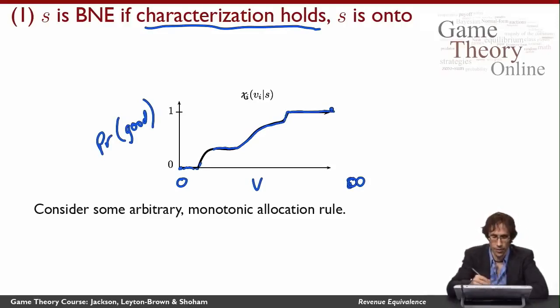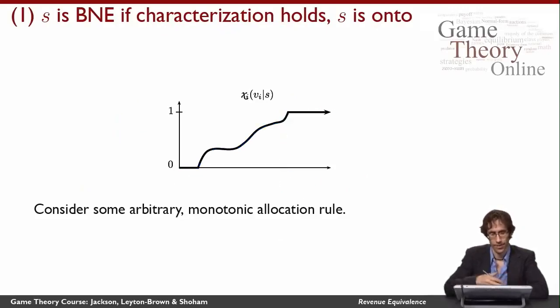And of course, it doesn't have to ever hit 1. It could just gradually ramp up. But if it ever hits 1, as I've drawn it here, then for all values beyond that point, it has to stay at 1. So I'm not going to make any assumptions about what this function looks like, except that it's monotonic.